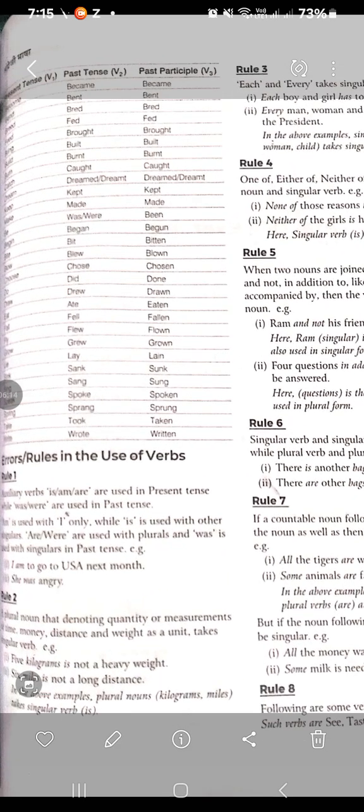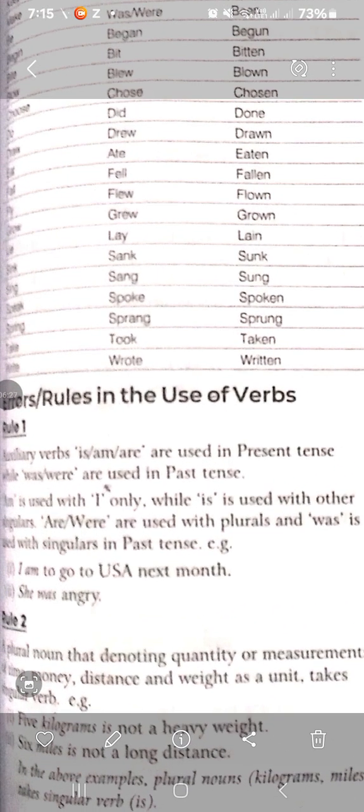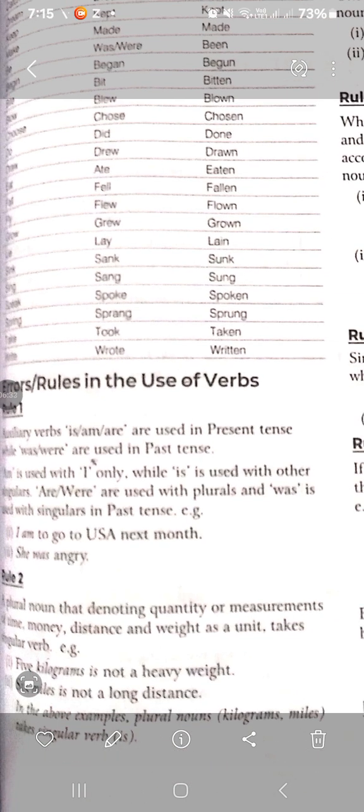Now we are going to study rules or errors in the use of verbs. Rule 1: the auxiliary verbs is, am, are are used in the present tense, and was, were are used in the past tense.